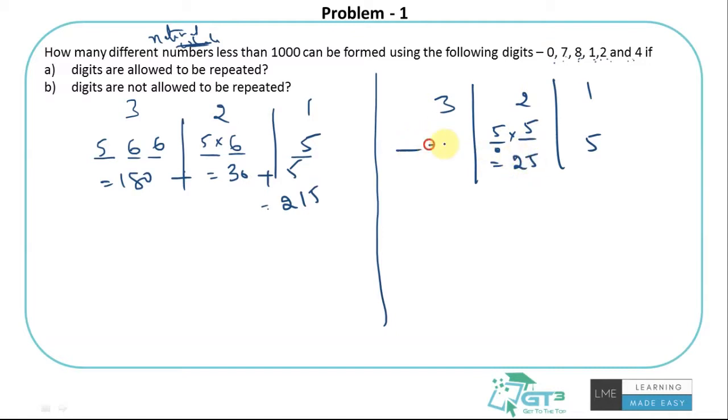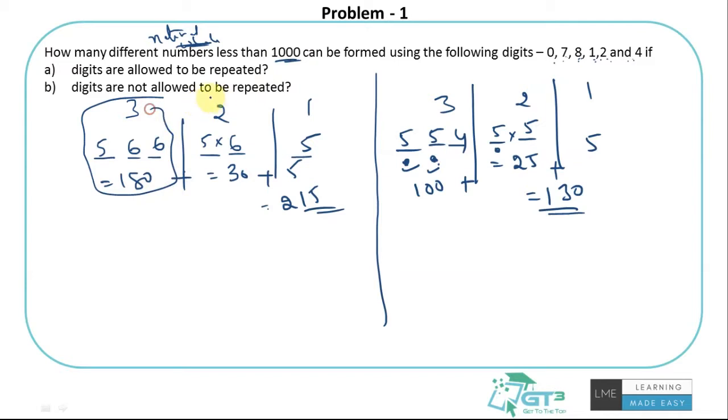What about 3-digit? Same logic. Everything except 0 can be used in the first blank, so 5 options are available. In the second, out of all the 6 options, 0, 7, 8, 1, 2, 4, I cannot use 1, which is already used in the first place, so I will have 5. I would have used 2 digits, 1 digit here and 1 digit here. I cannot use those 2 digits which are already used. Leaving those 2, I can use anything in the remaining 4. So 25 into 4 is 100. So 100 plus 25 plus 5 is 130 different numbers. That's how I should do this. The important point that we wanted to show is that less than 1000 is not just 3-digit numbers.